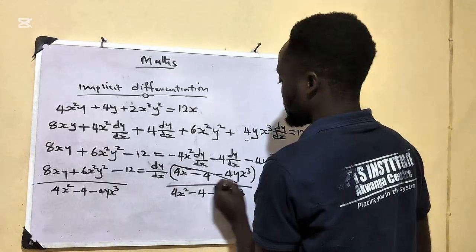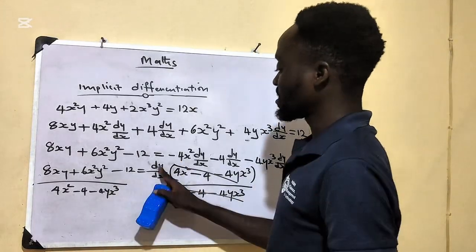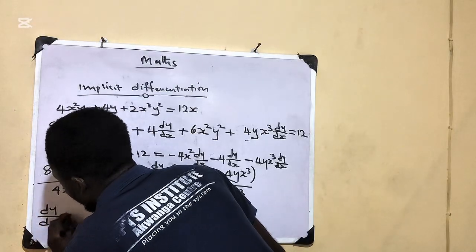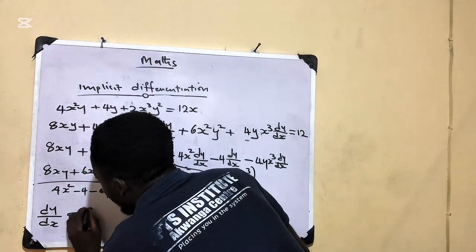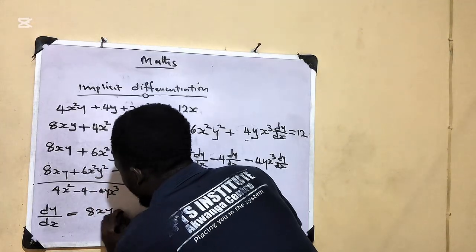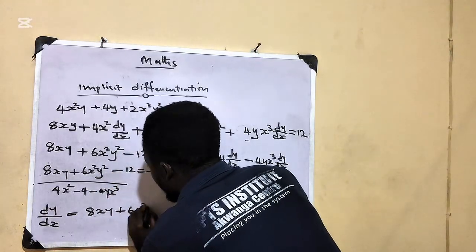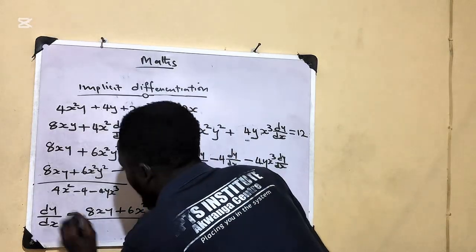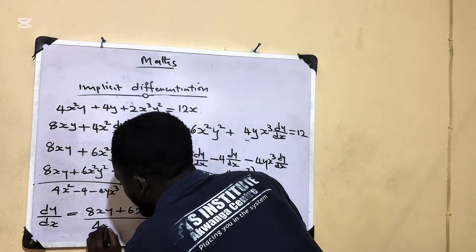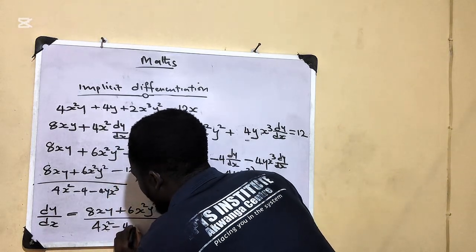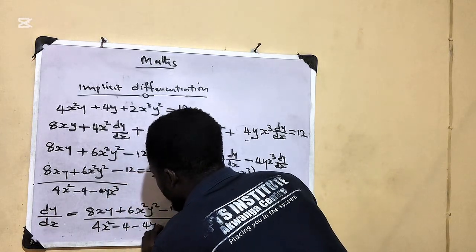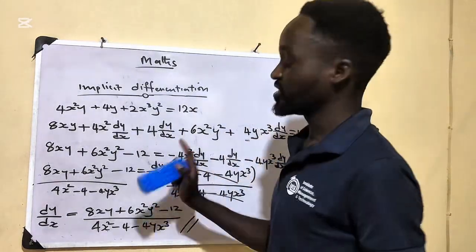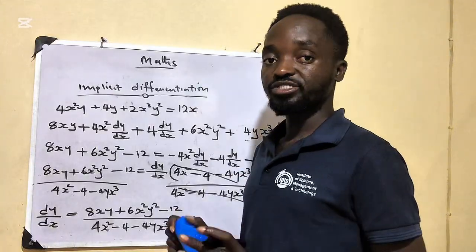So that means this one now we're going to cancel this one, and so what will be left is dy dx is equals to 8xy plus 6y squared minus 12 all over 4x squared minus 4 minus 4y x to the power of 3. So this is the final answer to this question, and that's how you carry out implicit differentiation.